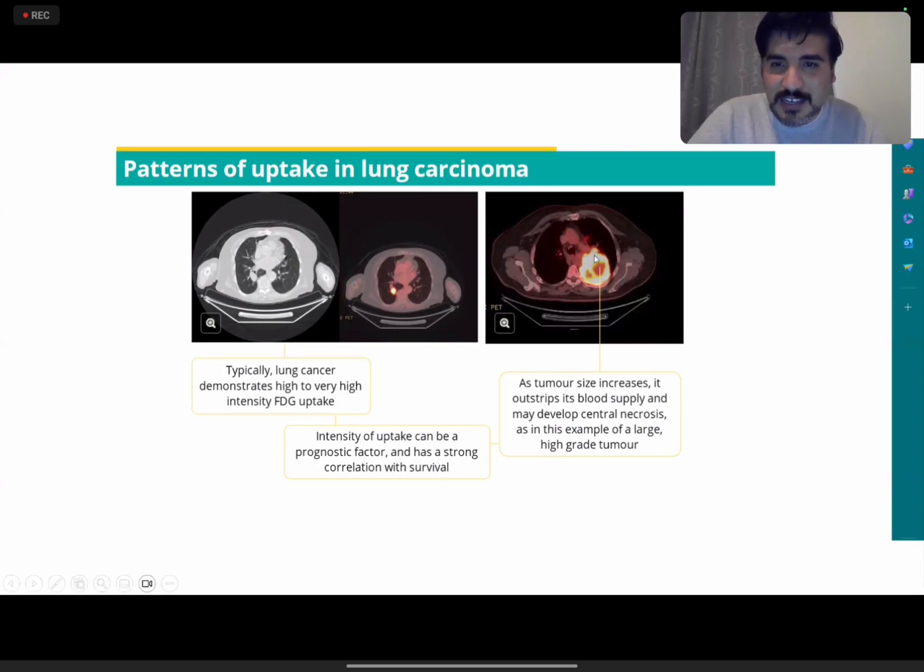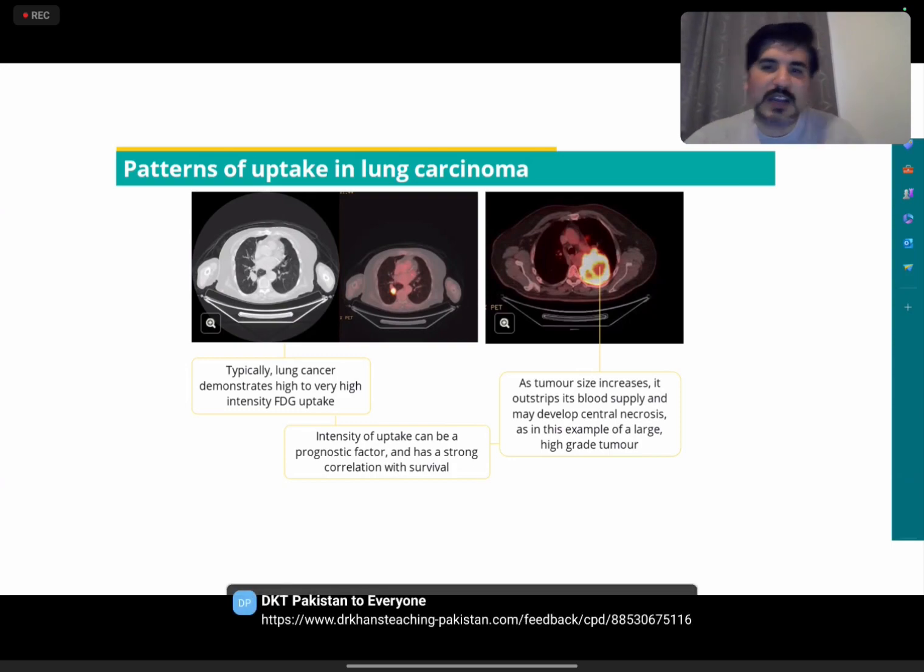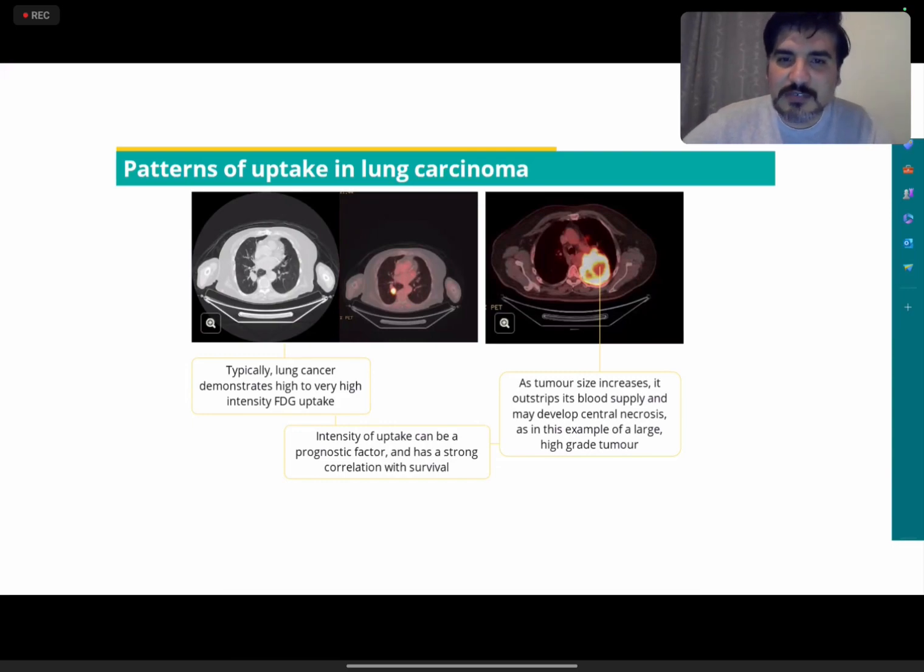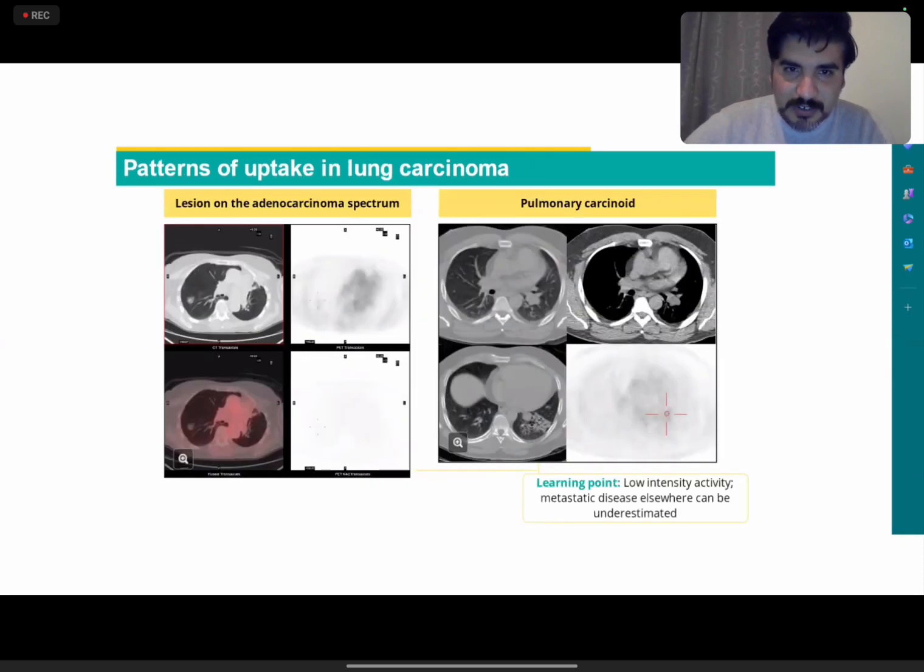And in this kind of uptake, when the lesion grows and becomes large, it will outgrow its blood supply. So it will have a central necrosis. So it will have a solid part and a cystic part. That helps you guide your biopsy as well. So we should biopsy the avid part, the solid part of the tumor, to have a diagnostic sample.